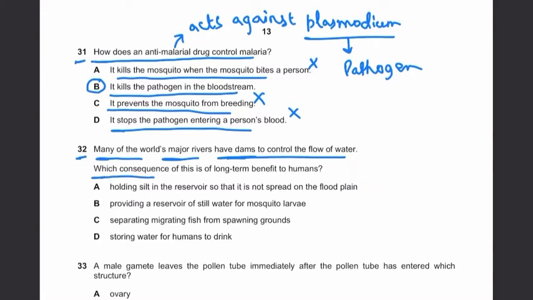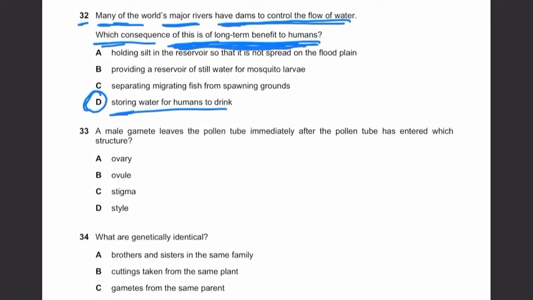Many of the world's major rivers have dams to control the flow of water. Which consequence of this is for the long-term benefit to humans? So guys, always remember this point. The dams are made to store water for future use, for future drinking purposes. So guys, the answer is D. The long-term benefit to humans is that by creating dams, we will store water for humans to drink in future. The answer is D. MCQ number 33.